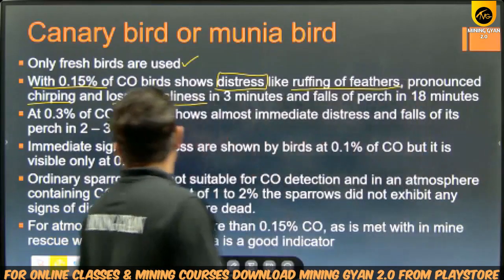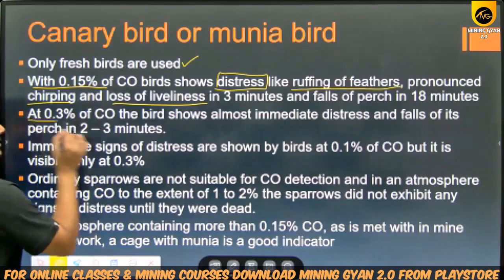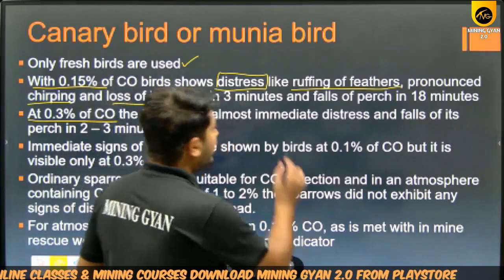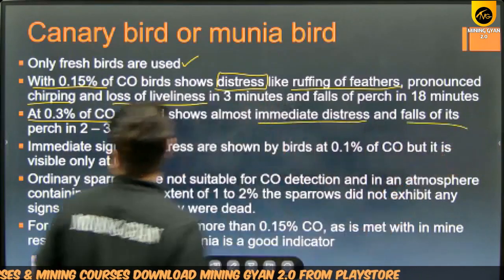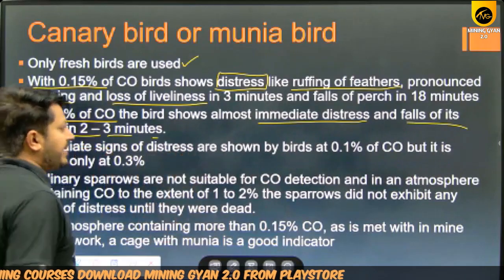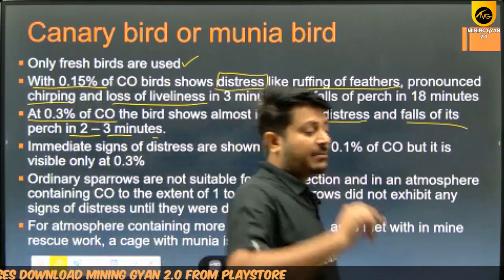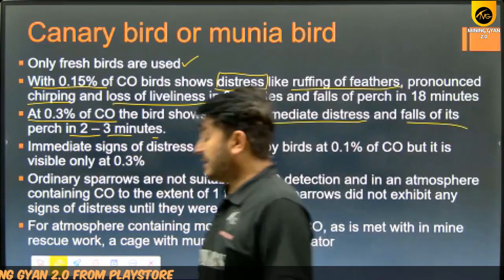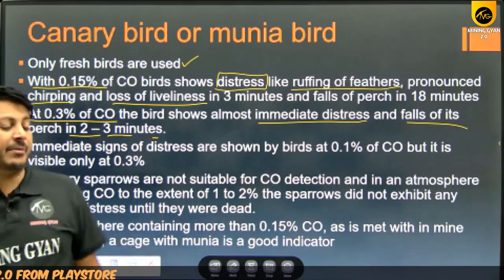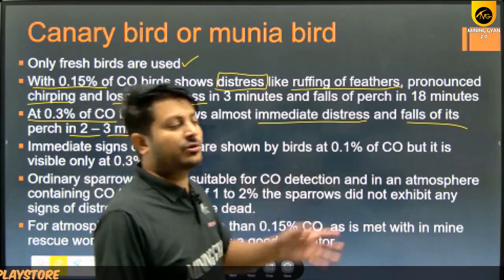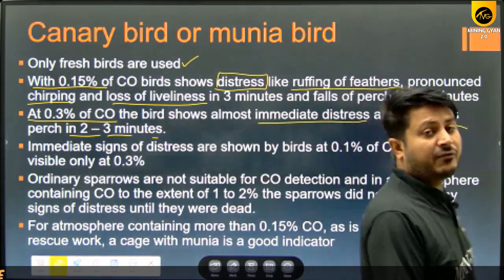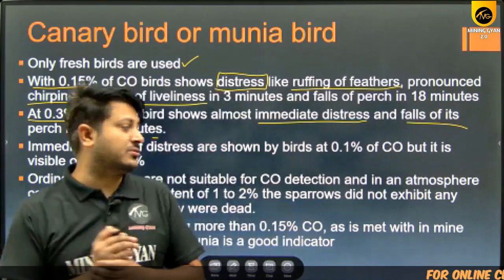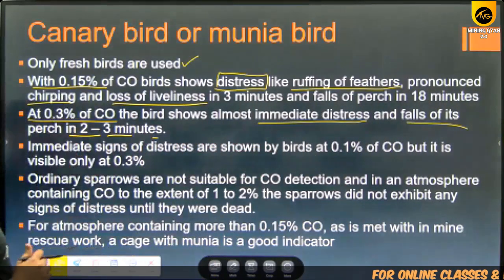Next, at 0.3% of CO, the birds will show immediate distress and fall off their perch in 2-3 minutes. Basically, if the percentage of carbon monoxide increases and reaches up to 0.3%, in that case the munia bird will immediately show distress and will fall from the perch within 2-3 minutes if the percentage of carbon monoxide is too much. Okay, up to approximately 0.3%.